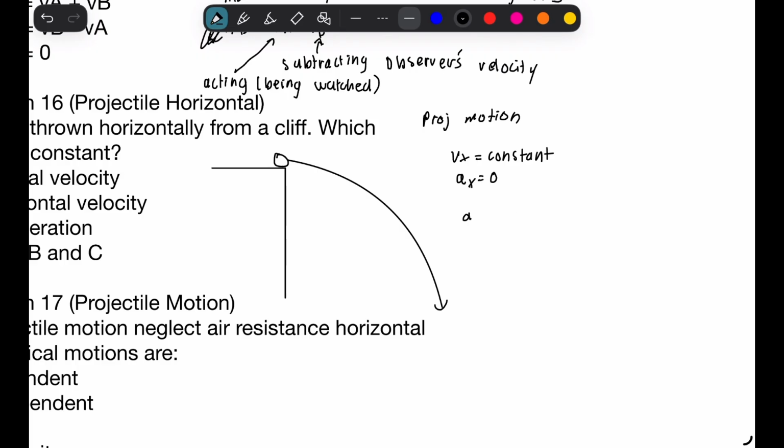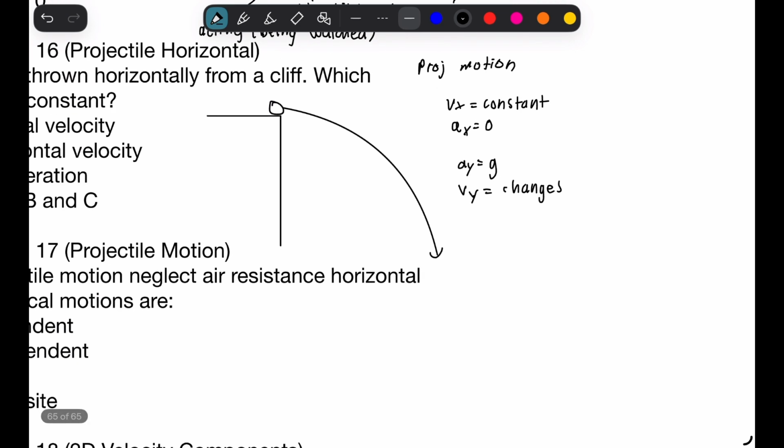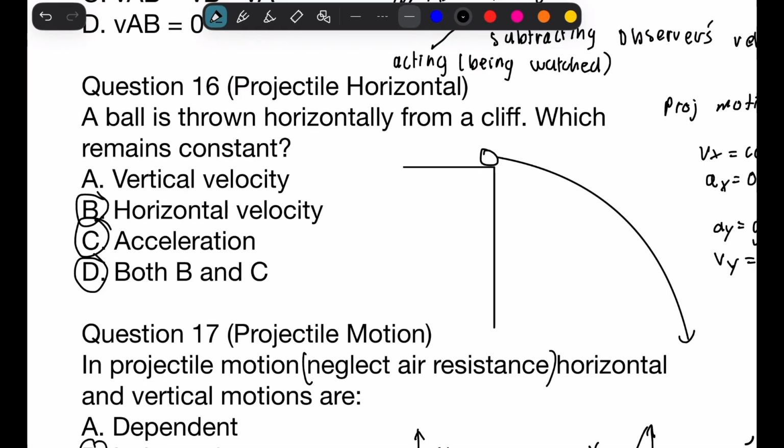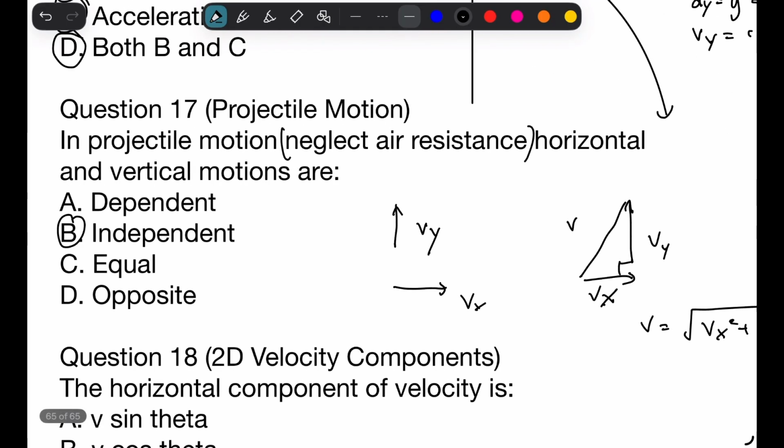But in the vertical direction, you're going to have your g that is acting. Your velocity in the vertical direction is also going to be changing. It changes. Your acceleration is going to be constantly down. So here, what's going to remain constant is both B and C. Now in projectile motion, neglecting air resistance, horizontal and vertical motions are independent of each other.